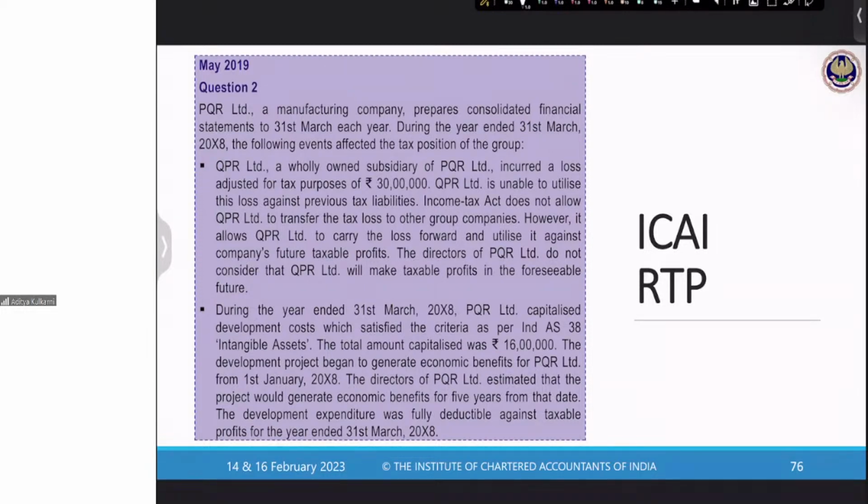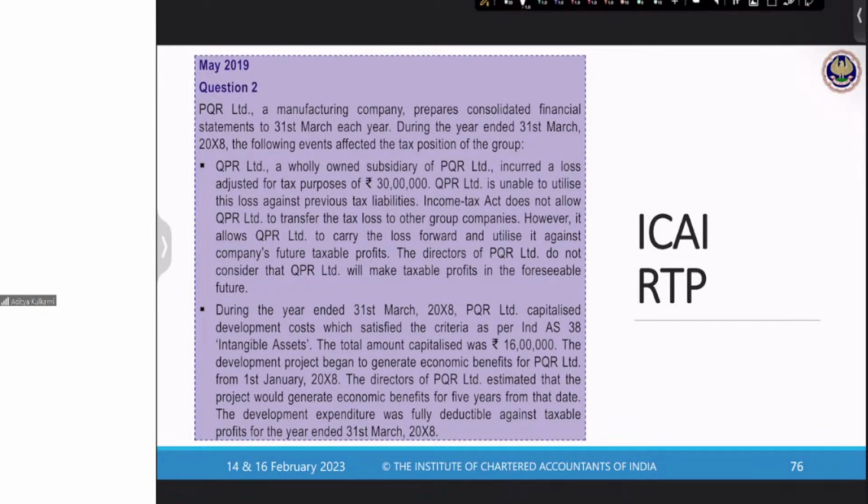One second. Can I push this for you for homework? PQR, a company, prepares consolidated financials. Capitalized it. All right. Let us do this.